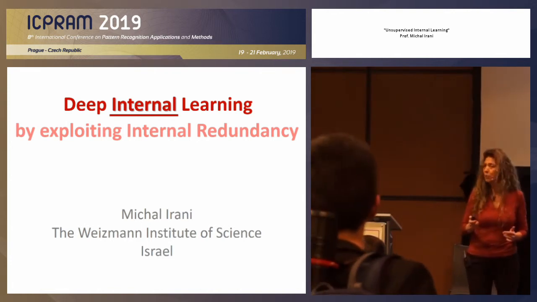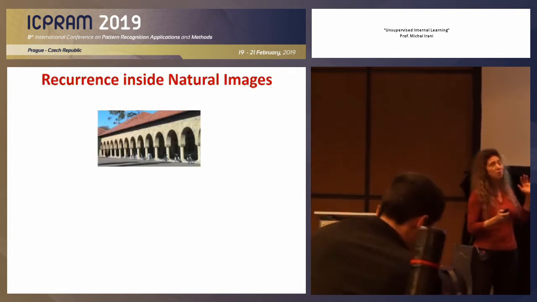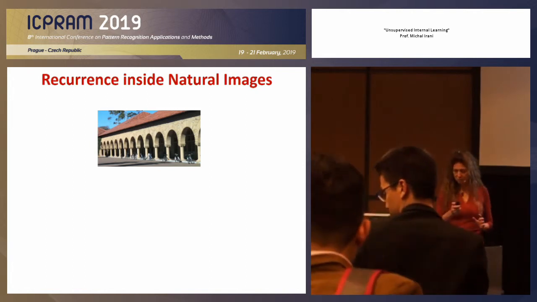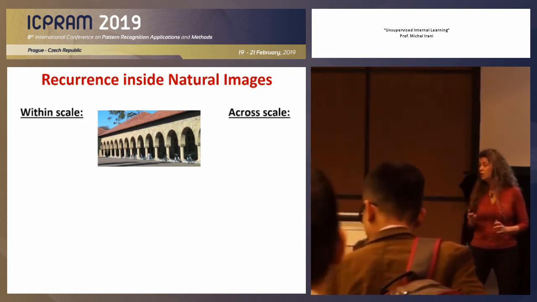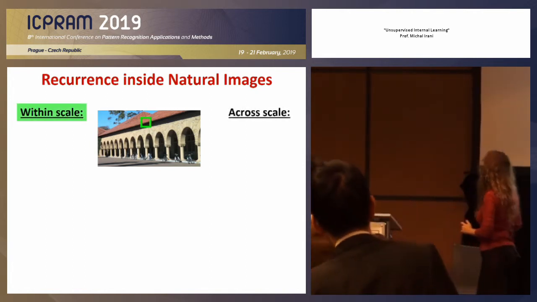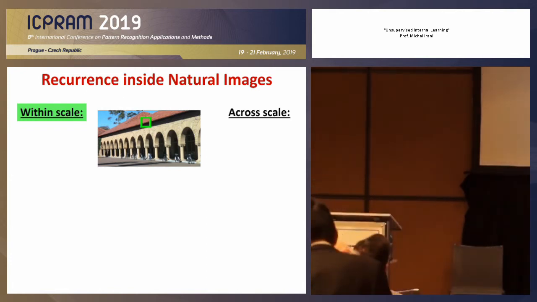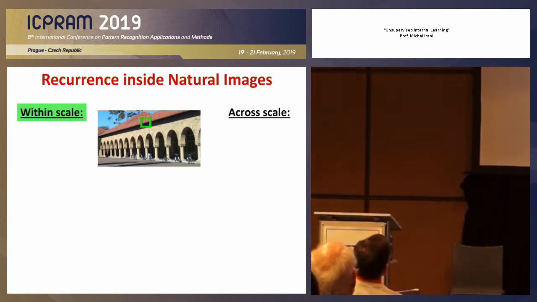So what do I mean by internal redundancy? Well, there's lots of repetition inside a single natural image, both within the same scale as well as across different scales. When I say that there is a repetition within the same scale, I mean that if you see a small patch once inside the image, you'll almost surely see it many more times inside the same image.